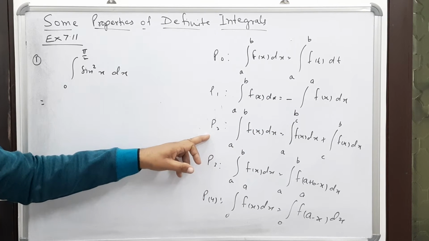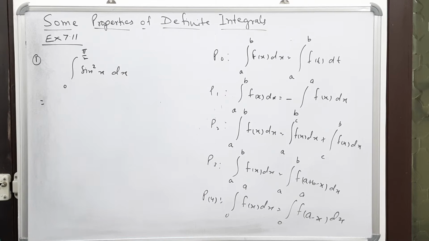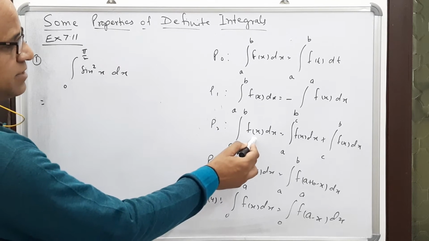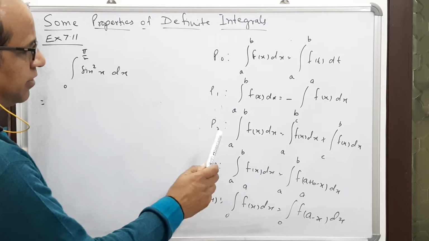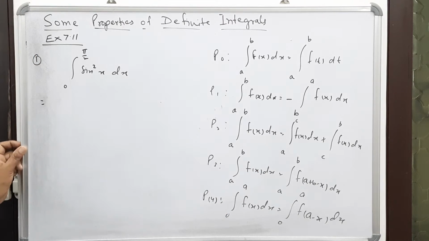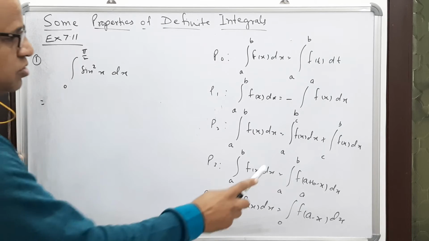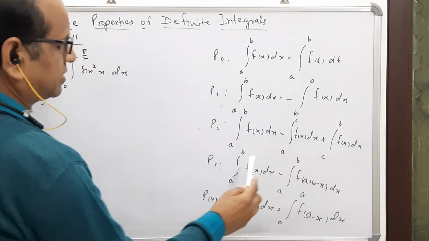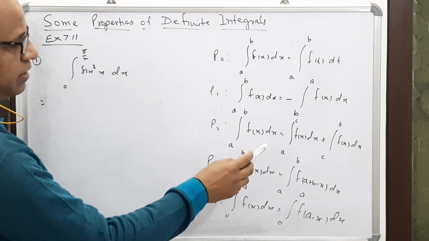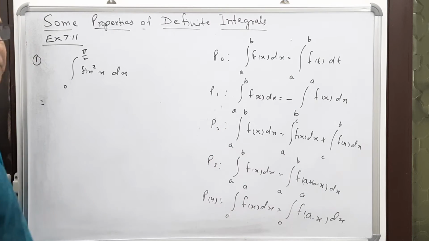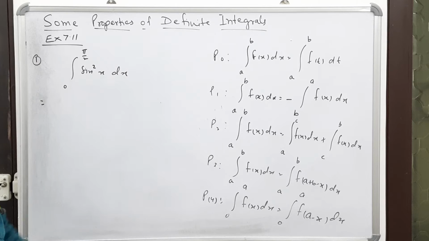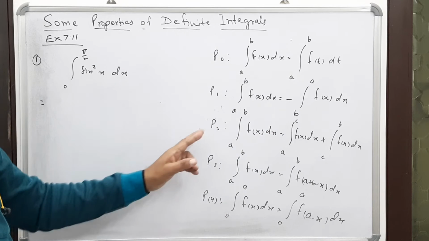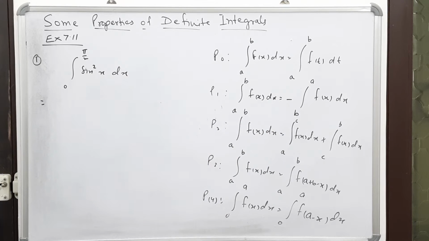The second property is used for the modulus function. I will be taking an example and explaining it to you. Integral a to b f(x) dx: sometimes the function is defined differently for different intervals. So a to c f(x) dx and c to b f(x) dx. Here, from a to b the behavior of this f(x) is different at the different intervals, then we apply this property. I will be taking an example and then explaining this to you.